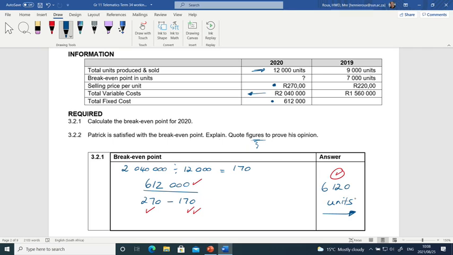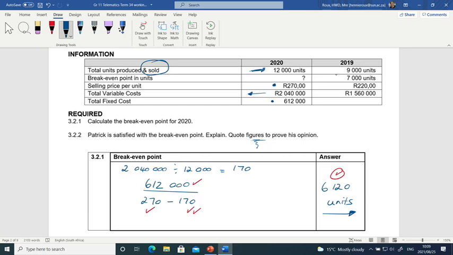Whenever you calculated the break-even point, then you compare the units produced and sold with the break-even point. So what does this mean? We had to produce and sell 6,120 units in order to break even. We've produced and sold 12,000 units. So obviously, Patrick can be satisfied because he sold more than the break-even point. He sold 5,880 units more than the break-even point. So he made a profit.